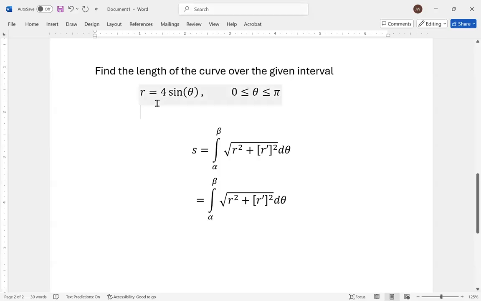So we're finding the length of this curve. I need the r and the derivative of r with respect to theta. That's why sometimes people don't use just r prime. A lot of people use dr d theta because they want to make sure it's done with respect to theta. I will just use r prime as a short. r prime is equal to the derivative of sine, which is cosine, so that's 4 times the cosine of theta.